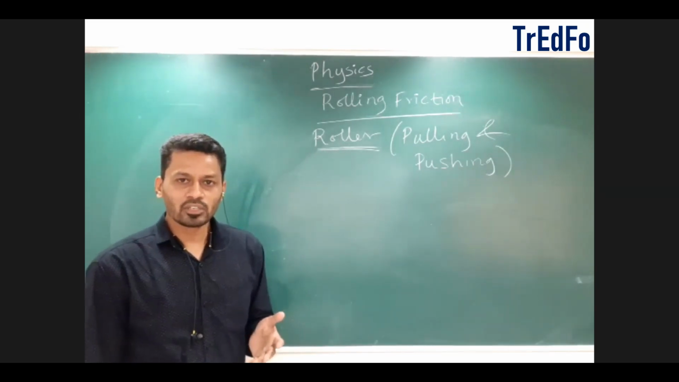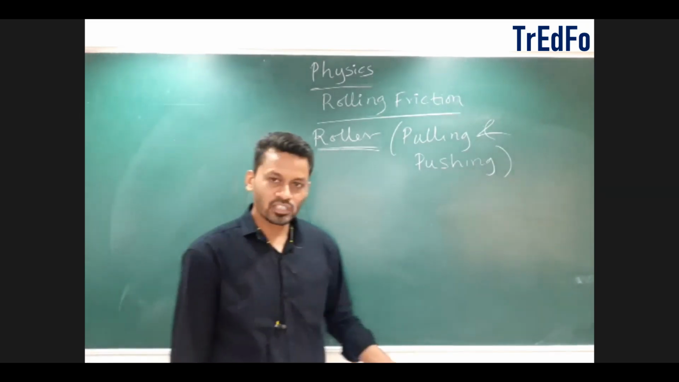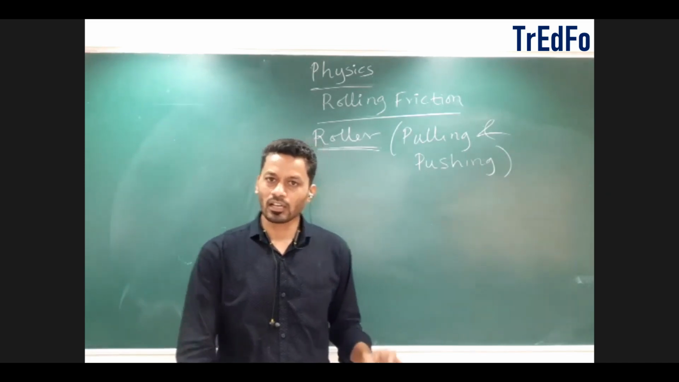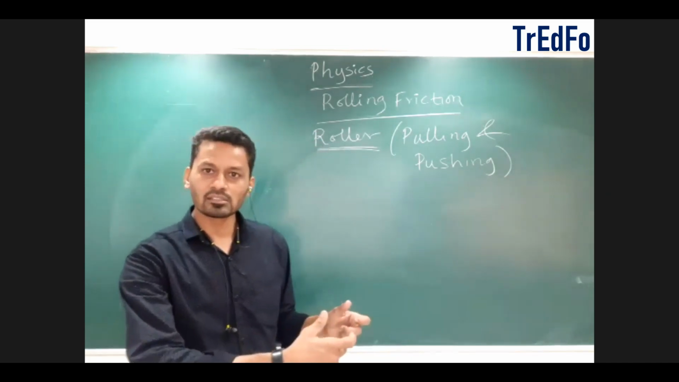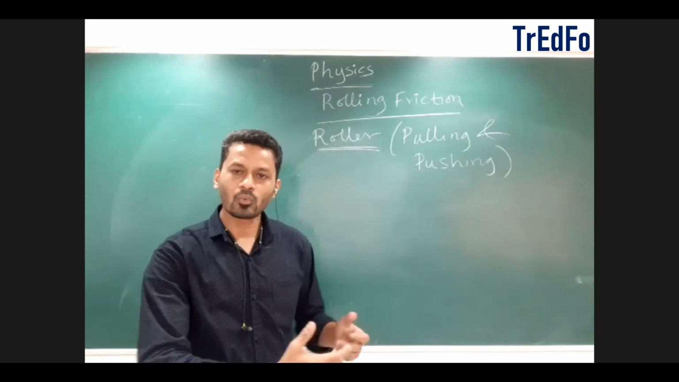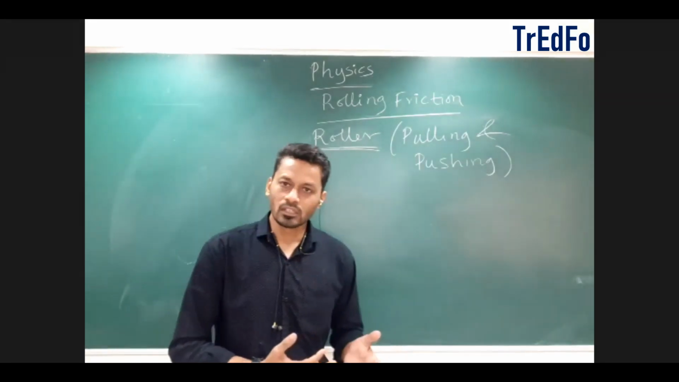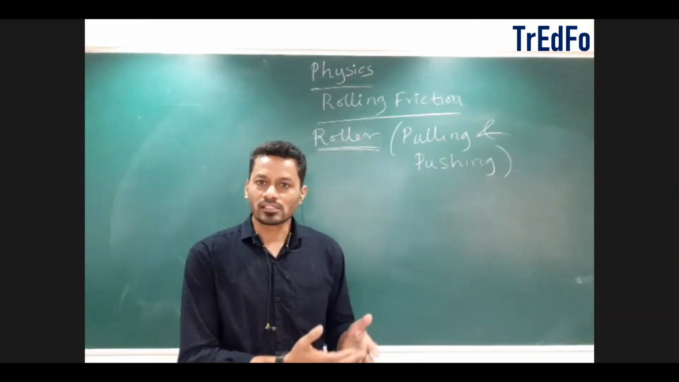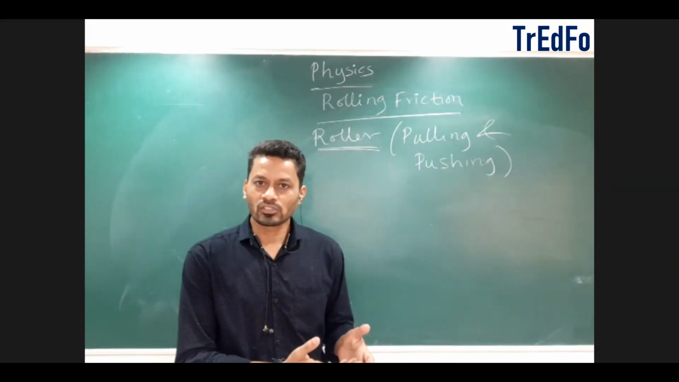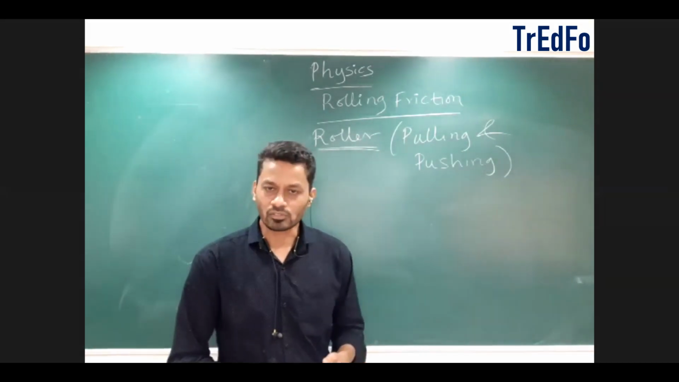That's why if you look at the large suitcases, briefcases, they all have tires provided. Why are there tires over there? Because they reduce the friction. Area in contact is less. So rolling friction is better than sliding friction.